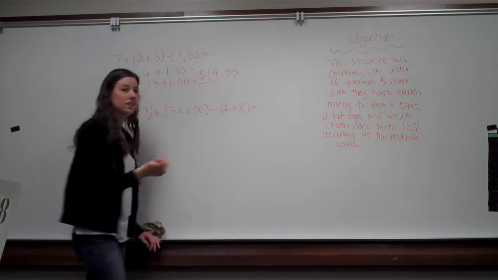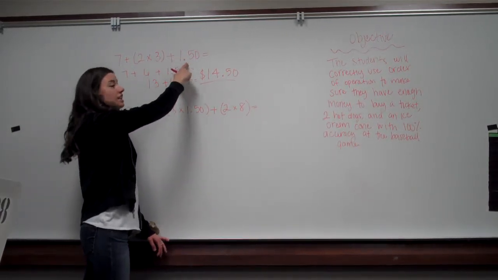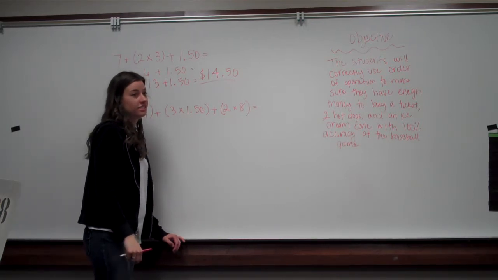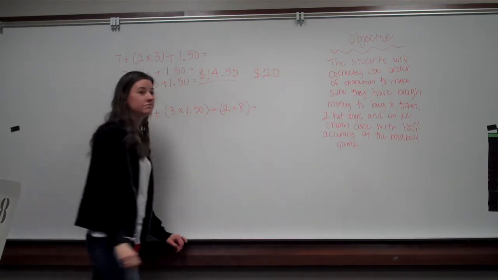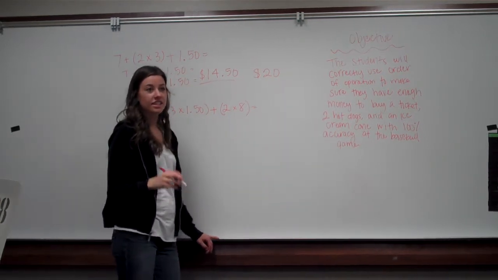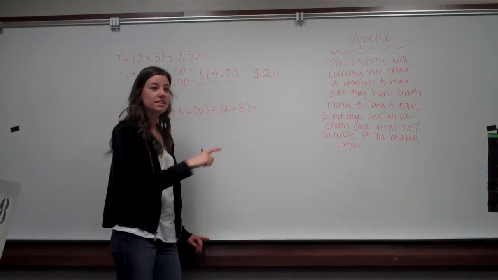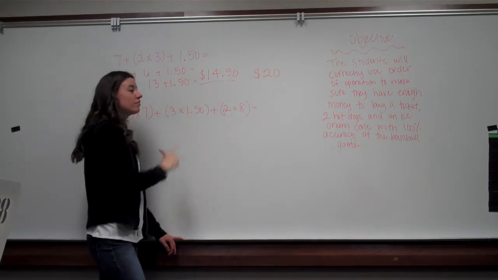So, if you had $20 to go to the baseball game, would you be able to buy 2 hot dogs and an ice cream cone, Ethan? How much money do I have? $20. Yes. You'd be able to buy it. Okay. So this lesson is we're reviewing the order of operations to make sure you guys can take the order of operations into the baseball game and be able to solve for things like this.